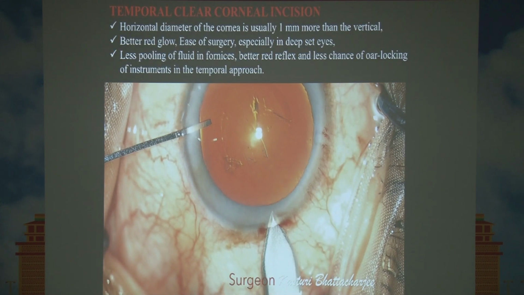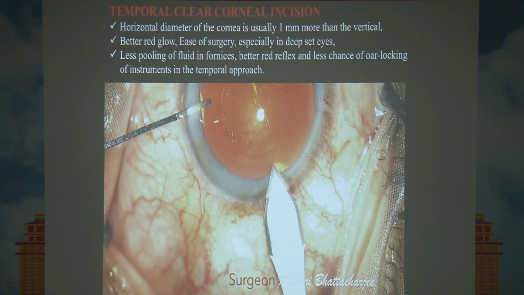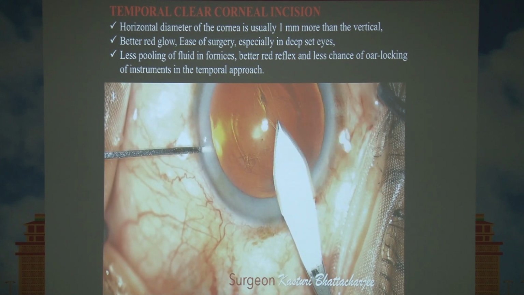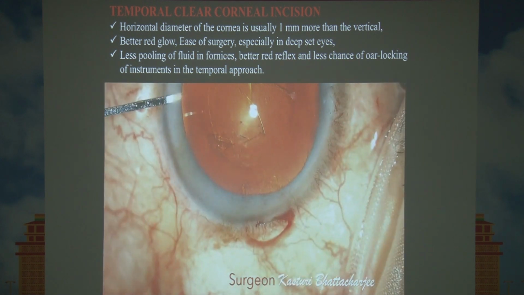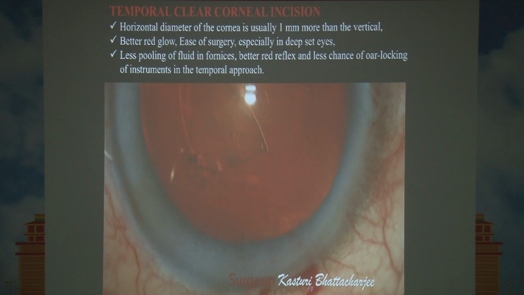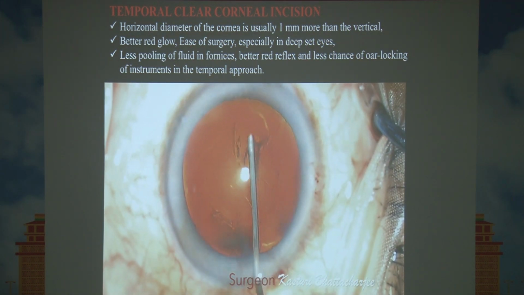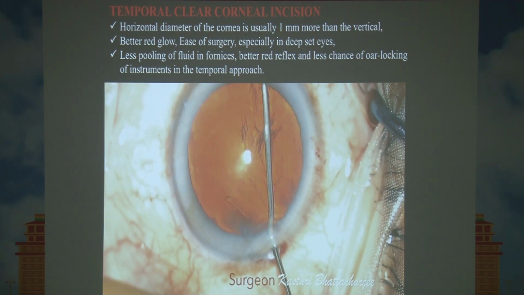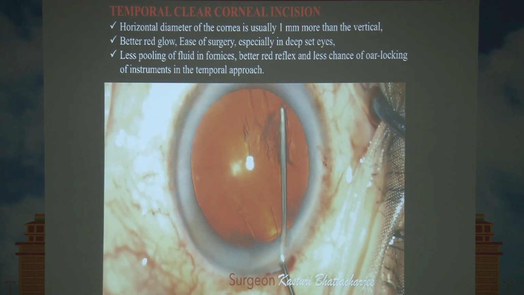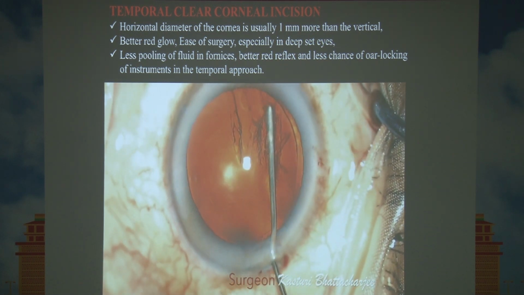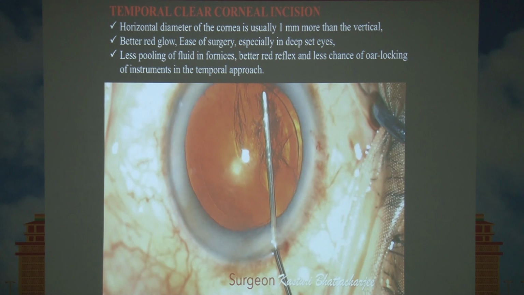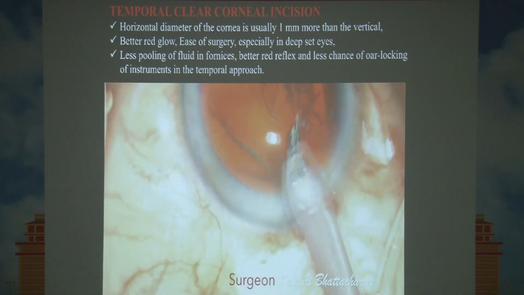The next important step is the incision, which I prefer to do as a clear corneal temporal incision, because I get a better red glow. Especially in the deep-seated eyes, which we often see in the Northeast, there is less pooling of fluid in the fornices, a better red reflex, and less chance of locking of the instrument in the temporal approach.